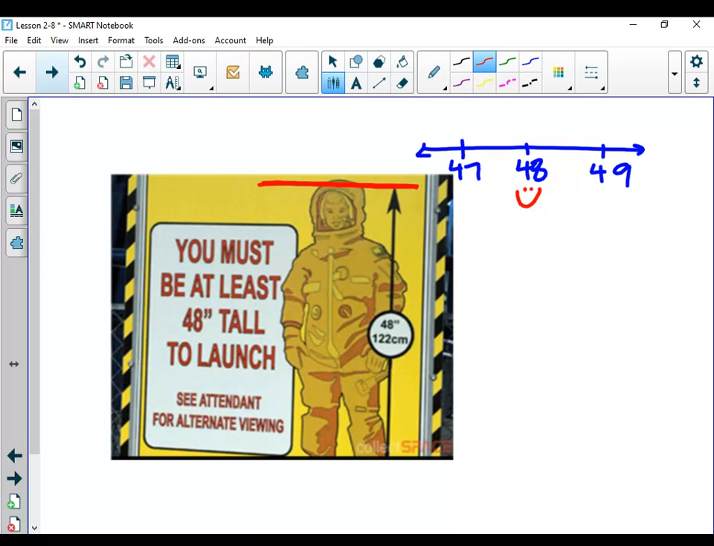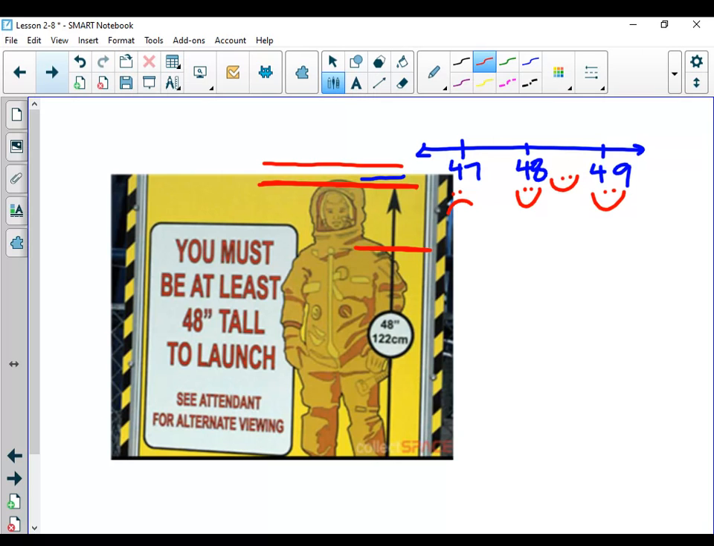My friend Sally next to me over here, she comes up and she is 1 inch above the line, 49 inches. She can ride. Maybe Hank is right here at 48 and a half. He can ride. But of course, my little brother's tagging along. Oh no, he's below the line. He's not going to get to go this time. He has to grow a little bigger.